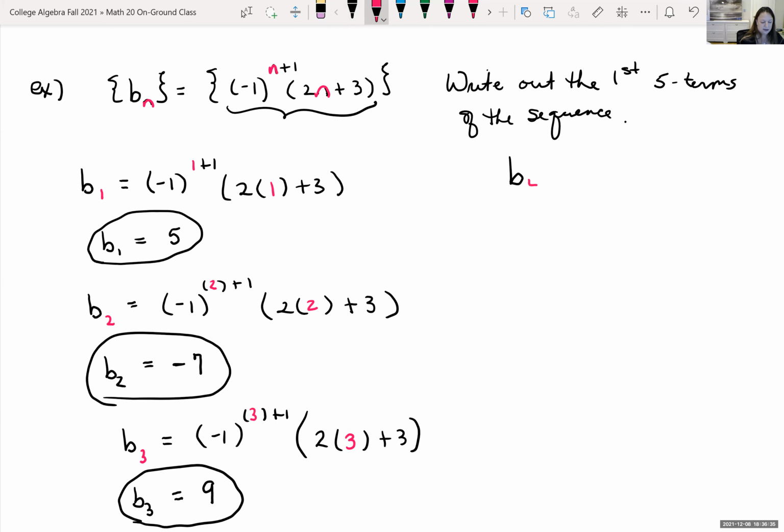Same idea. Plug in 4 wherever we see an n. So we have -1 raised to the 4 plus 1 power, all times (2 times 4 plus 3). -1 raised to the 5th power is negative. And then inside this parentheses, we have 2 times 4 plus 3. So 8 plus 3, which is 11.